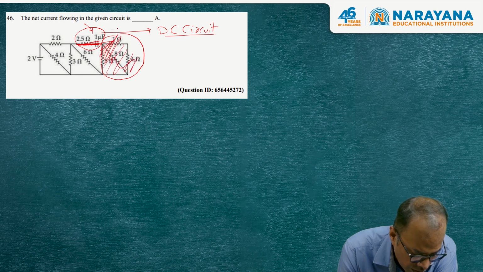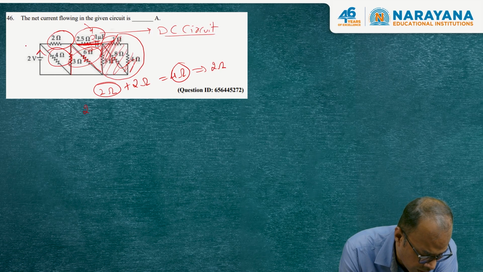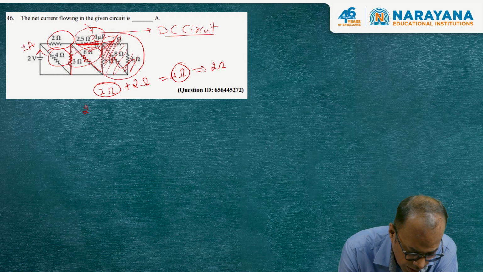If this is not there, then what I can see is this 3 ohm and this 6 ohm in parallel. So 3 and 6 ohm in parallel will give us a resistance of 2 ohm. That 2 ohm and this 2 ohm will become in series. That makes it 4 ohm. Now that 4 ohm and this 4 ohm become in parallel. That makes it 2 ohm. So the equivalent resistance is 2 ohm. Therefore a current of 1 ampere must come. So answer is 1.